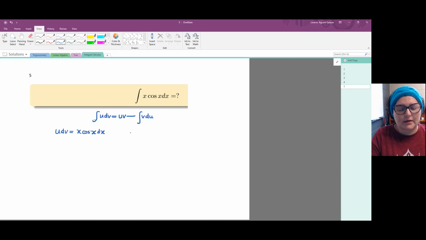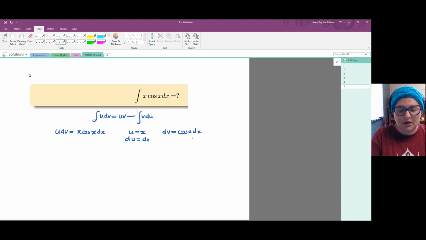Usually when x is part of the integrand, the function we're integrating, and we want to use integration by parts, we choose u equals that x. If u equals x, then dv is the rest of the integrand along with dx. So we have cosine of x dx. If u is x, then du is dx.